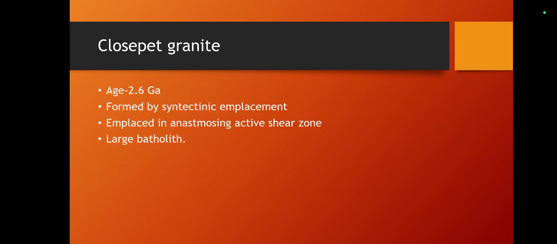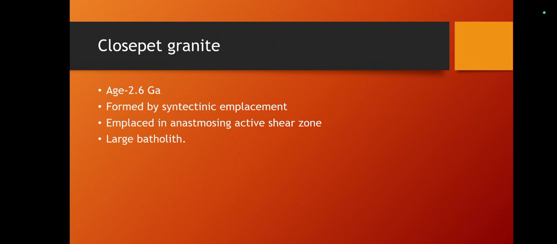Now coming towards the Closepet granite, which is of 2.6 Ga and is emplaced by the syntectonic method. Syntectonic means the emplacement occurs while the tectonics was happening, and a shear zone was found during those tectonic events, which is of anastomosing nature. In that active shear zone this Closepet granite is emplaced, and it is a large batholith.